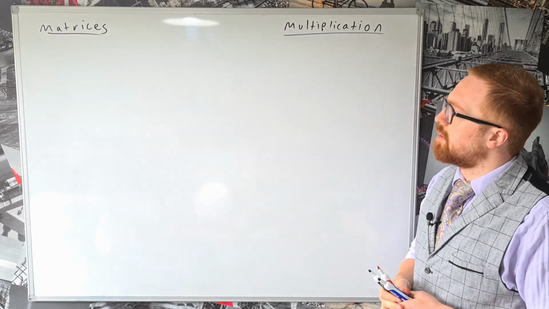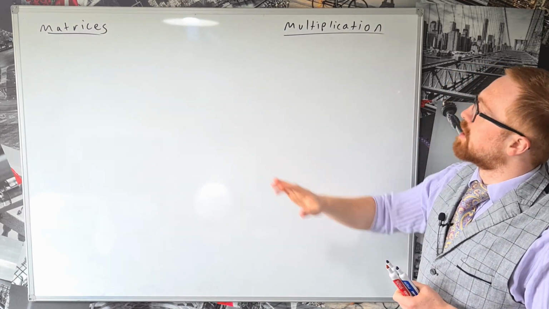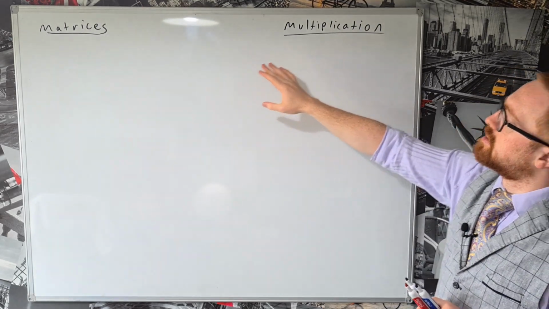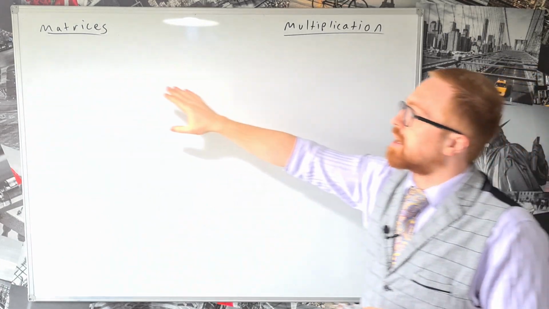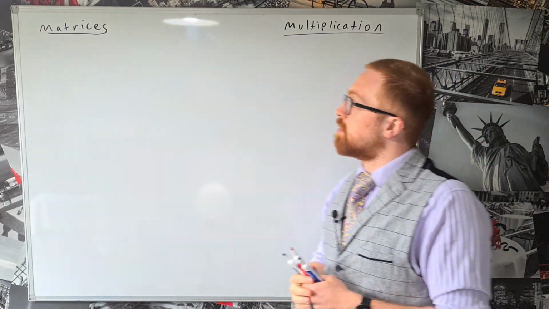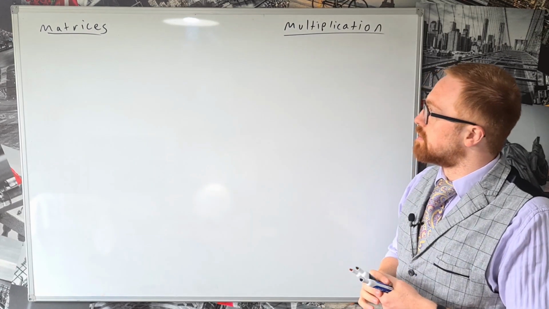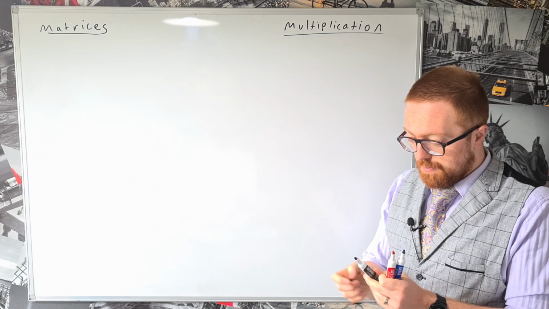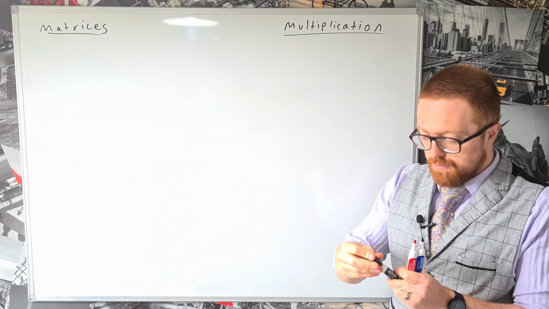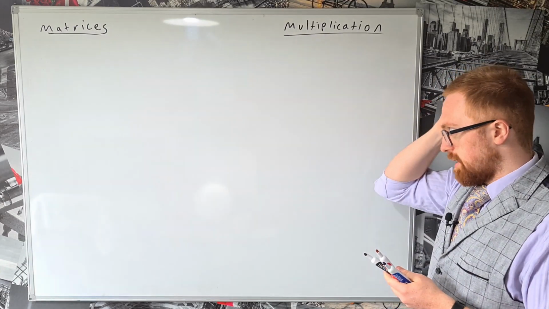Hi there, in this video we're going to bring everything we've looked at so far together and look at how we can define a little bit more generally what multiplication looks like with matrices, moving away from these 2 by 2 transformation matrices. So the first thing we're going to do is just recap. So let's just recap what we've seen so far.